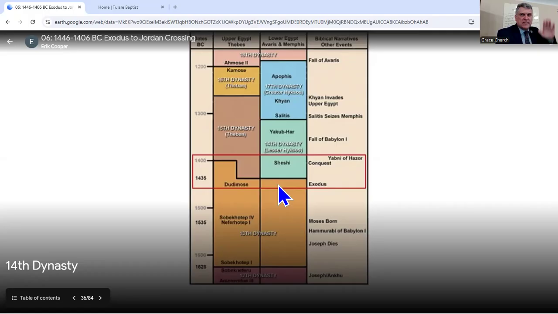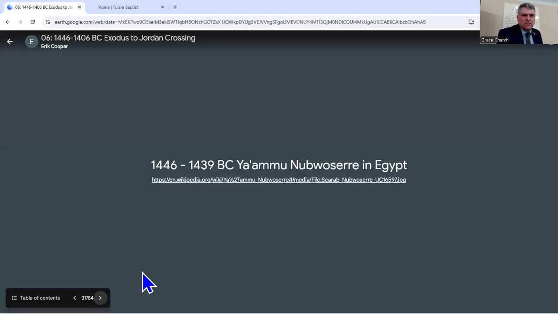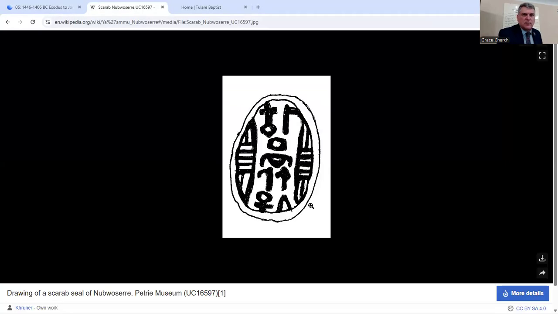We're in this low point, this dip, the second intermediate period, 13th dynasty pushed to the south, 14th dynasty in the north, and their pharaoh is Ya'amu Nubuswari or Nubuswari Ya'amu, and that is his signature seal, his scarab seal there, indicating him and his name.